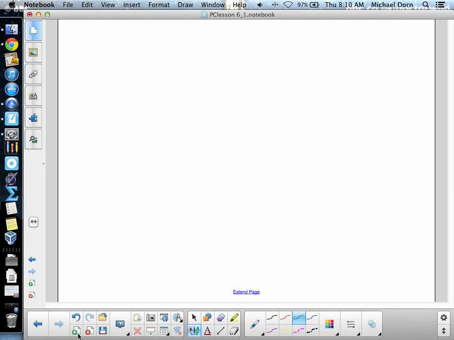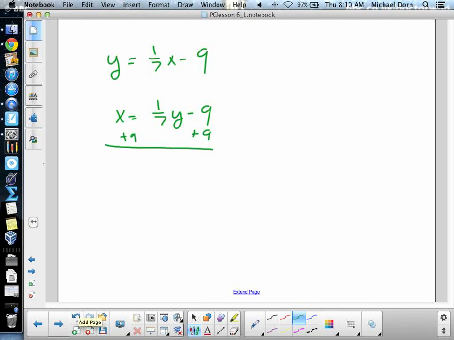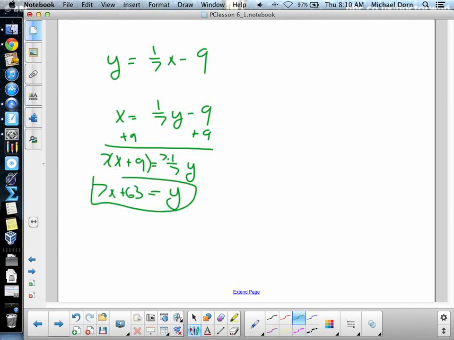The other types of problems, like I said, you'll see as they say, find the inverse function, y equals 1/7 x minus 9. Find the inverse function. Well, gosh. x equals 1/7 y minus 9, and now solve for y. x plus 9 is 1/7 y. I guess I can multiply both sides by 7. y equals 7x plus 63. There's my inverse function. Pretty easy. Good exercise in algebra, though.